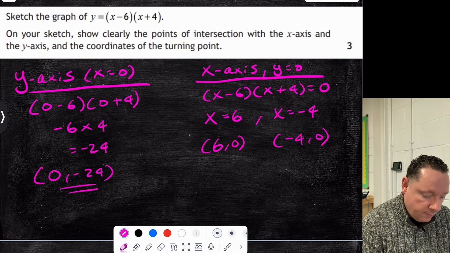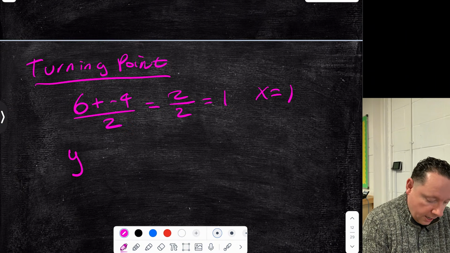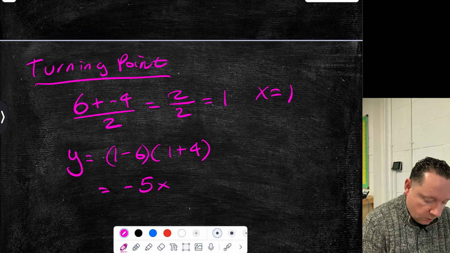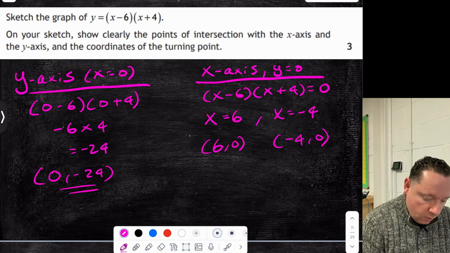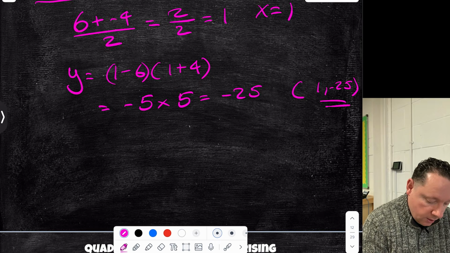I now need the y, but we know y is x minus 6 and x plus 4. So y equals 1 minus 6, and 1 plus 4. 1 minus 6 is minus 5, 1 plus 4 is 5, that equals minus 25. So our point is 1, minus 25. We've now got our turning point and where it cuts the x and y axis, so we can just draw a nice quick sketch.